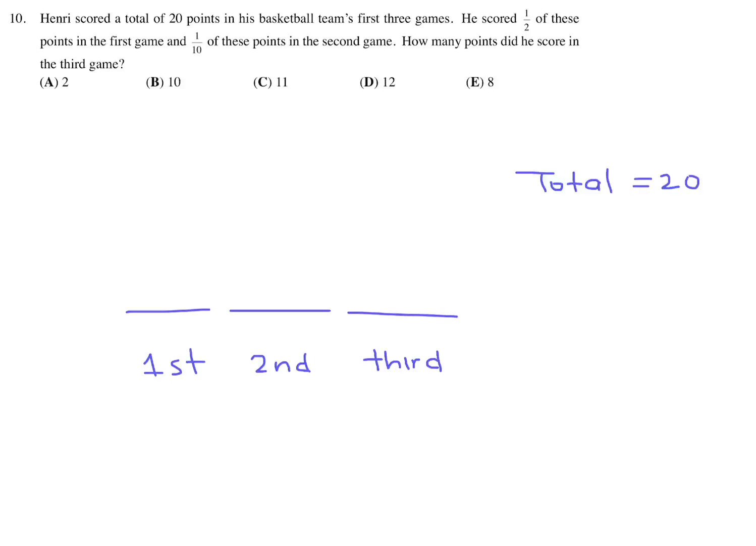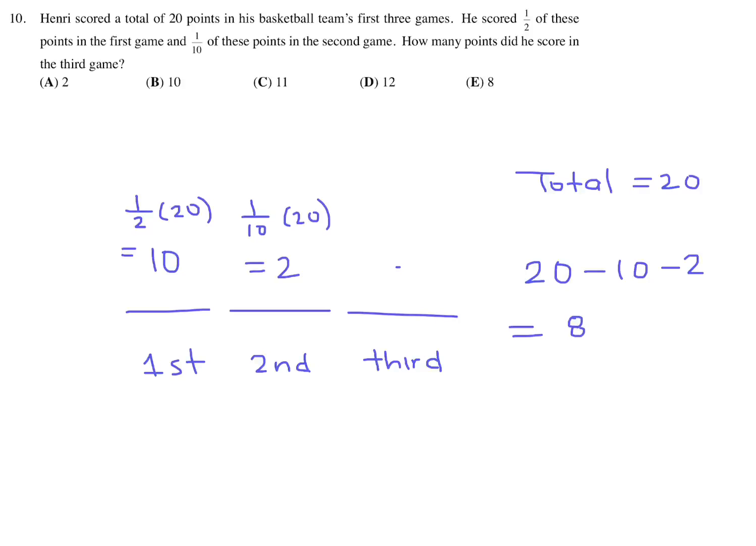So the first game, he scored half of those 20. So half times 20, which is 10 points. Second game, he scored 1/10 of those 20 points. So 1/10 times 20 is 2. So the remaining points he scored in the third game. So he scored 20 total, so you have to subtract 10 and subtract 2, and this gives you 8. So in the third game, he scored 8 points, and that would be E.